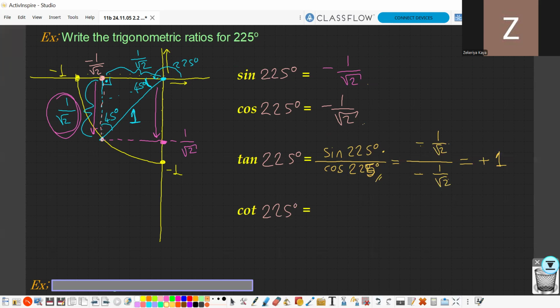Then cotangent 225 is cosine 225 over sine 225. Then later, what about the answer of cosine, which is in here? Minus 1 over square root 2. And what about sine of 225? It's also minus 1 over square root 2. Minus over minus will be a positive answer. Then later you check these fractions. And since they are the same, the answer will be what?